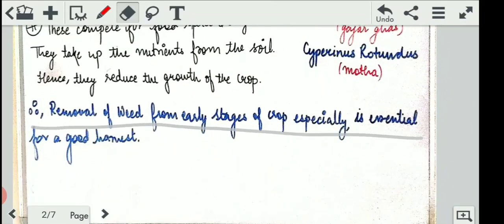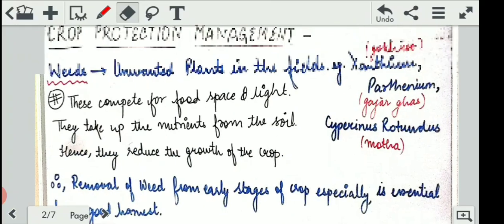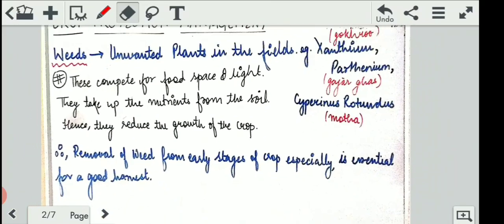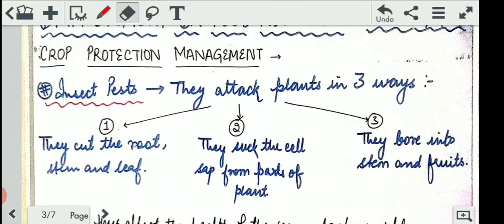Removal of weeds from the early stages of crops especially is essential for a good harvest. As soon as you see that a weed has started growing in the field, without any thought, the major need of the field is the removal of weeds, so that your crop isn't destroyed and there is no restriction in the growth of your crop. This is how weeds have to be controlled. The second thing which affects our fields is insect pests. I told you before also: three things, weeds, insects and diseases.